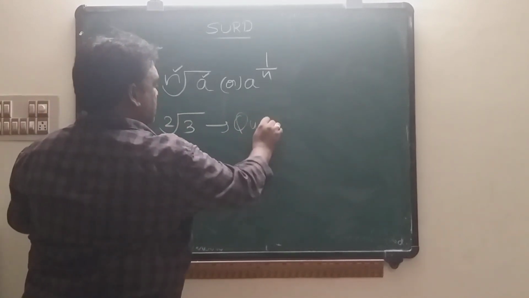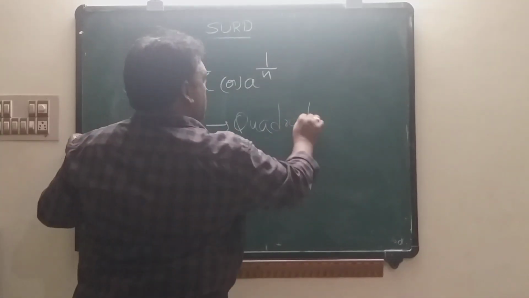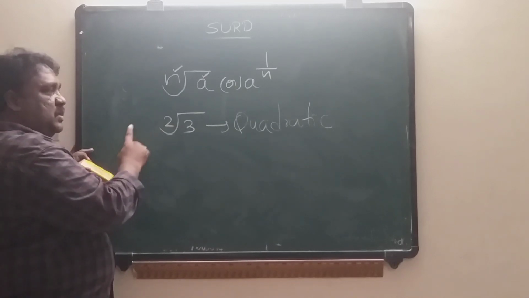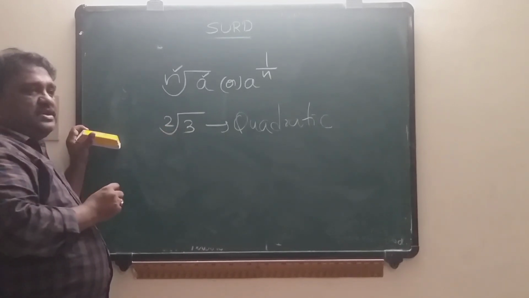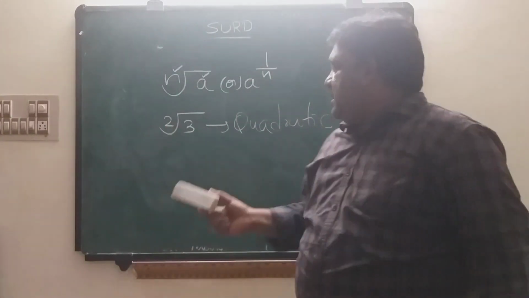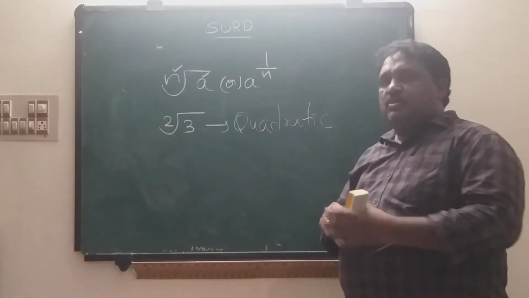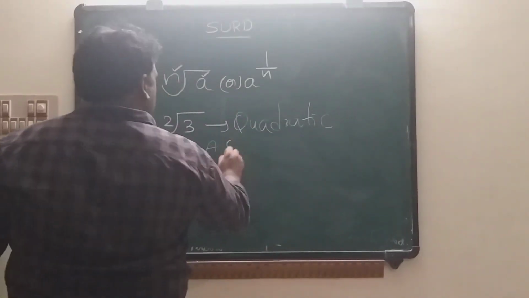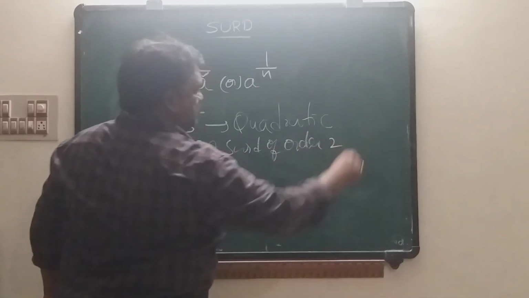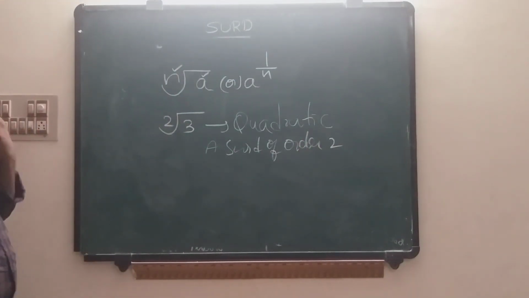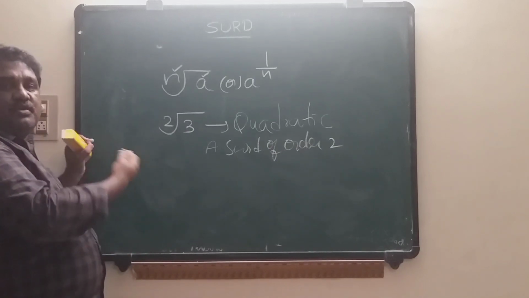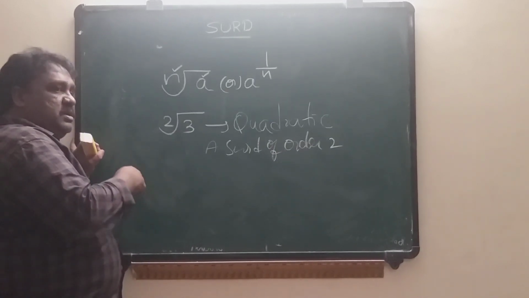Types of surds. A surd of order 2 is known as a quadratic surd. What is a quadratic surd? A surd of order 2 is known as a quadratic surd. So what are the examples of quadratic surds? Root 3, root 5, root 7, like that.